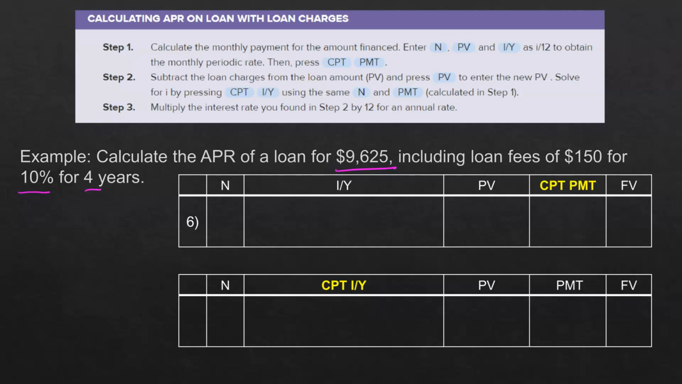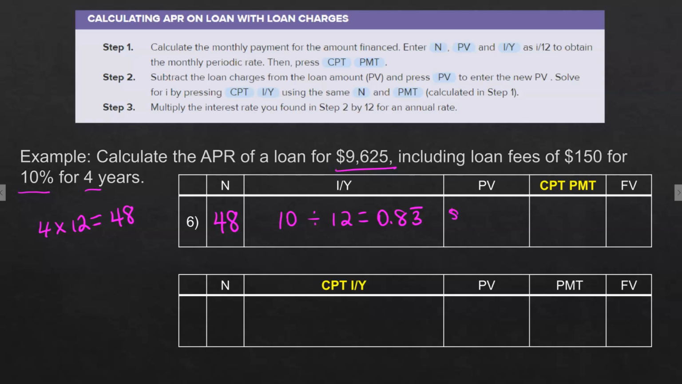Okay, so this time for the N, we have to take 4 times 12, and so we're going to pay 48 payments. Remember, you're going to put in 48 and push N. Our interest rate is 10%, so we're going to take 10 divided by 12, and that is actually 0.83 repeating. Just leave that on your screen and press I/Y, right? So 10 divided by 12 equals, make sure you push the equals, and then push your I/Y key.